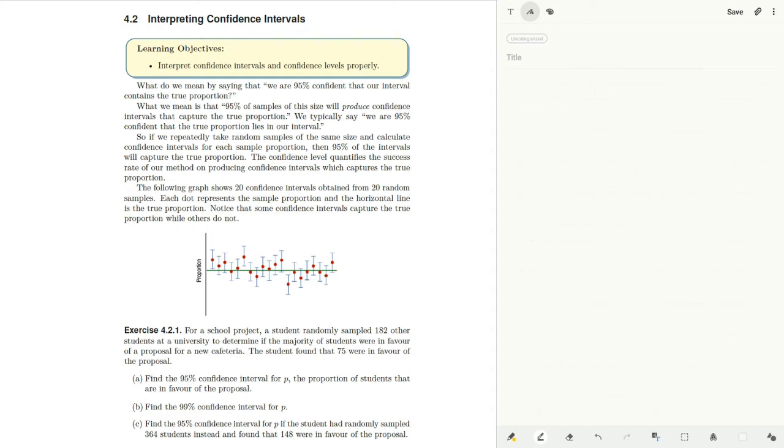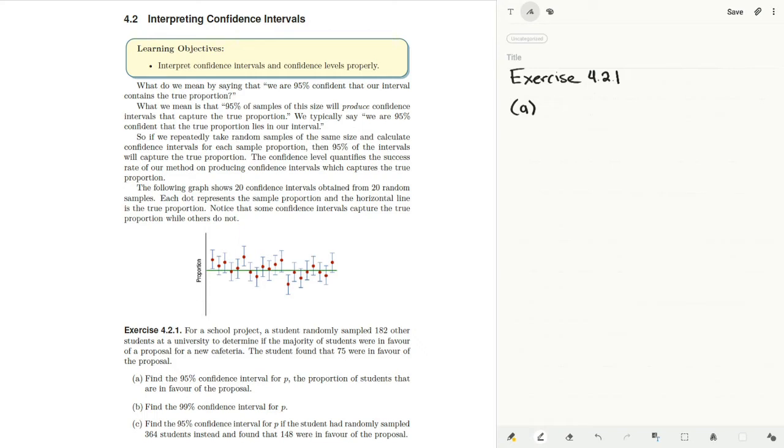confidence intervals. So in the following graph, each red dot represents a sample proportion, and the green horizontal line represents the true population proportion. Now notice that some of the confidence intervals will capture the true proportion, while others will not capture the true proportion. And so the confidence level specifies the percentage of confidence intervals which will capture the true proportion. So now let's take a look at another example for finding confidence intervals.